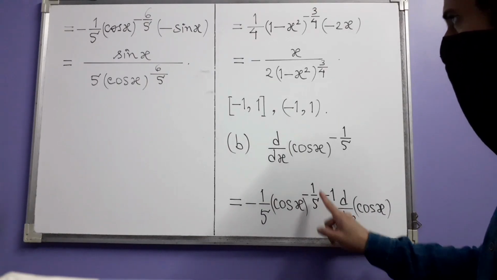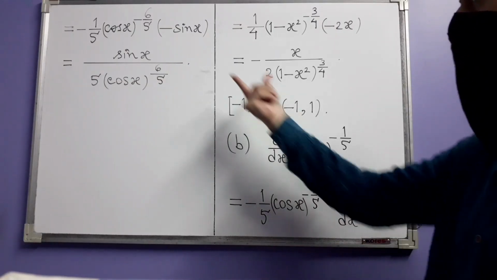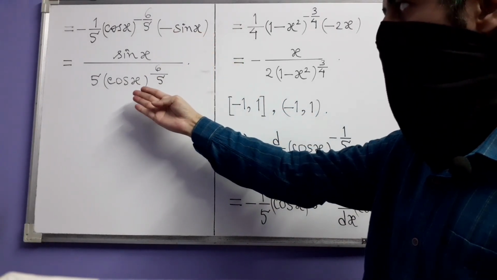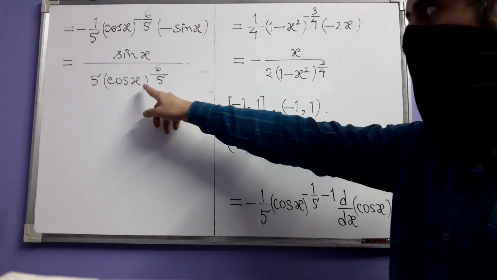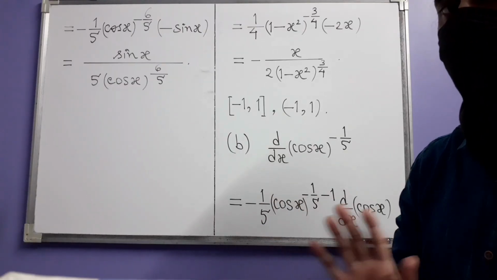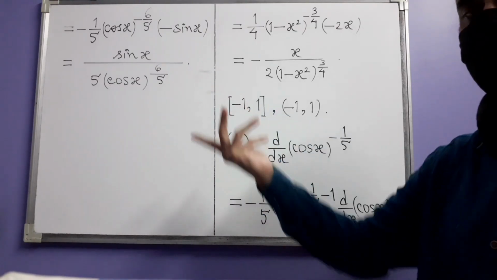Now this becomes minus 6 divided by 5, and d/dx of cos x is minus sin x. After simplification you get this. So here also those x values are excluded which are odd integer multiples of pi divided by 2. Elsewhere this makes sense.